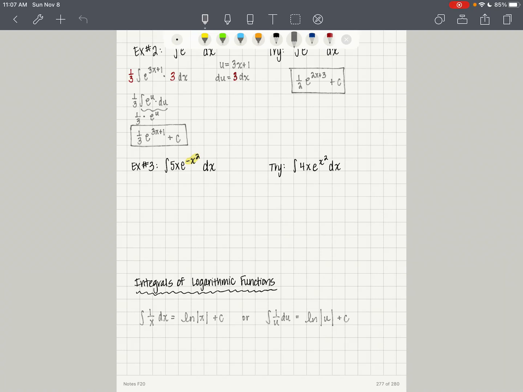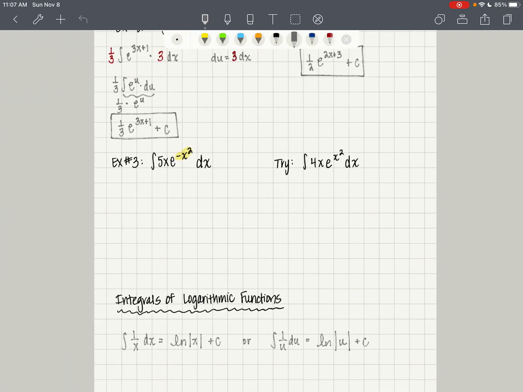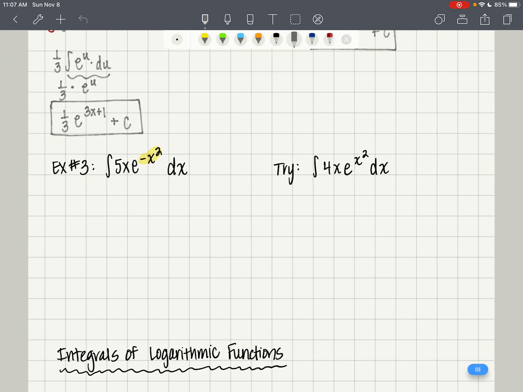Integral of 5x e to the negative x squared dx. So we're going to take u equals negative x squared, and then du equals negative 2x dx. So I'm going to rewrite this integral and see if it works using u substitution. e to the negative x squared times 5x dx.